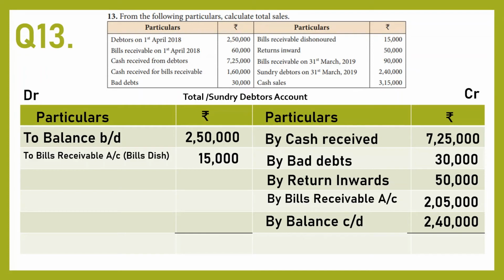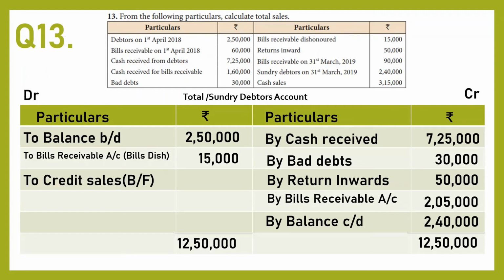So I'm just copying or populating the figure here and the closing debtors to arrive at the closing balance of 12,50,000 on the account. So now this total I will extend it to my left side of the account, and then there is a balancing figure. So this balancing figure is nothing but the credit sales. Okay, so the credit sales is 9,85,000.